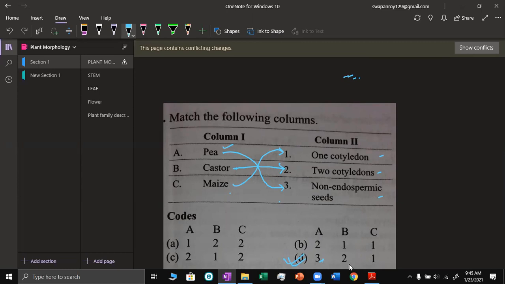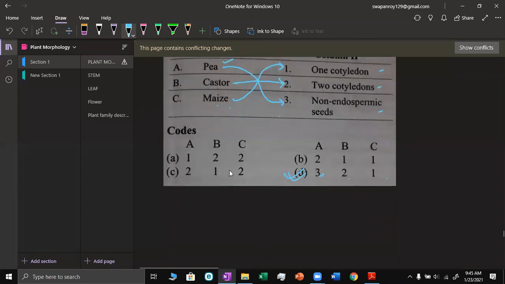B 2 and C 1. In this, the option given is very easy. Easy in the sense that if you know that pea is non-endospermic, then only the answer follows, because in any other option, A with 3 is not given.